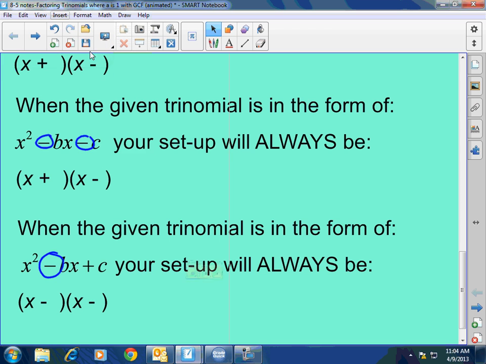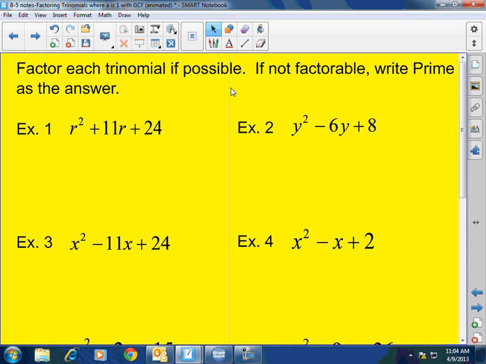Okay, so let's go ahead and put all this stuff to work. Factor each trinomial if possible. Sometimes you have a trinomial that's not possible to factor. If it's not factorable, write prime as the answer, guys. If it's not factorable, write prime as the answer. All right? So, let's get to this.